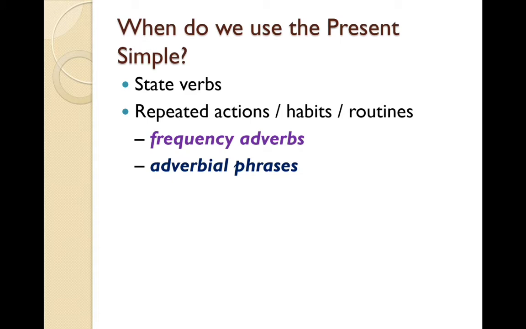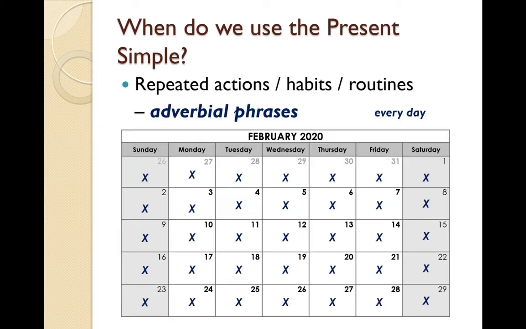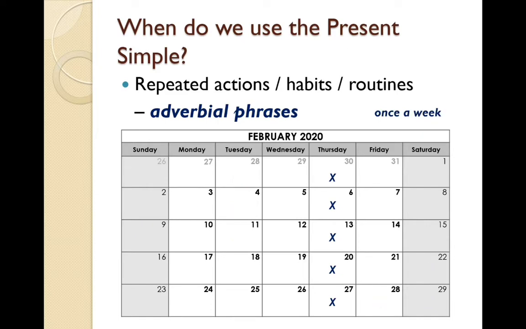We can also use adverbial phrases to tell us how often an action is repeated. Every day, once a week. In this case, as the action happens on the same day, we can say every Thursday or on Thursdays. On Thursday would just refer to one Thursday, but on Thursdays with the S, this means every Thursday.